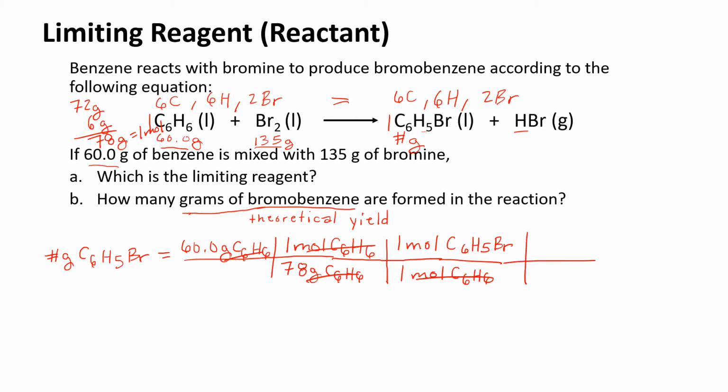Now I need to calculate the molar mass of bromobenzene. Well, it turns out I did that calculation already. So this here is 77 plus 79.9. That will give me 156.